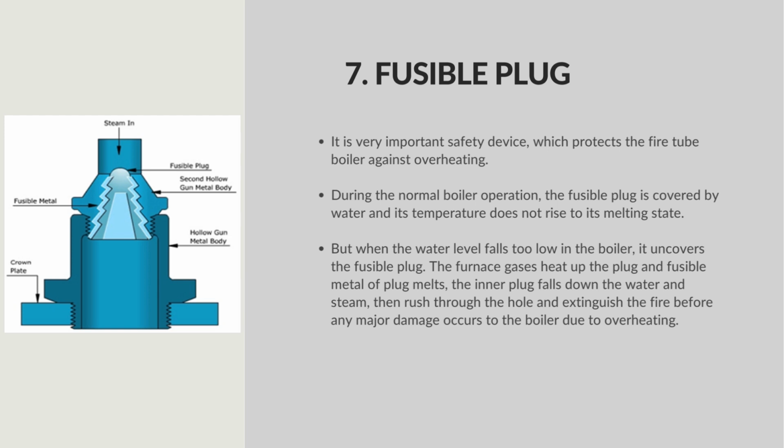During normal boiler operation, the fusible plug is covered by water and its temperature does not rise to its melting state. But when the water level falls too low in the boiler, it uncovers the fusible plug. The furnace gases heat up the plug and the fusible metal of the plug melts. The inner plug falls down, and the water and steam then rush through the hole and extinguish the fire before any major damage occurs to the boiler due to overheating.